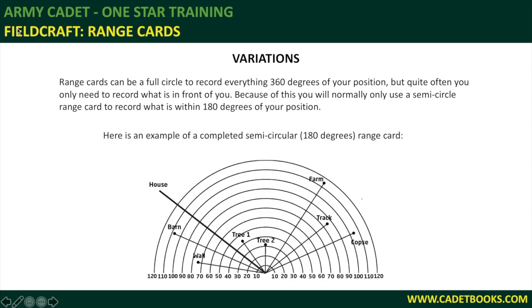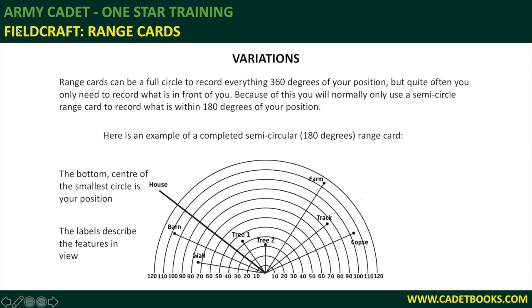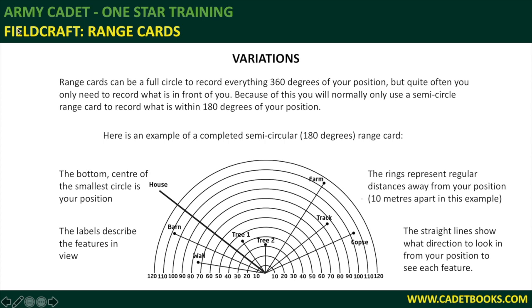Here is an example of a completed semicircular 180 degrees range card. The bottom centre of the smallest circle is your position. The labels describe the features in view. The rings represent regular distances away from your position, 10 metres apart in this example. The straight lines show what direction to look in from your position to see each feature.